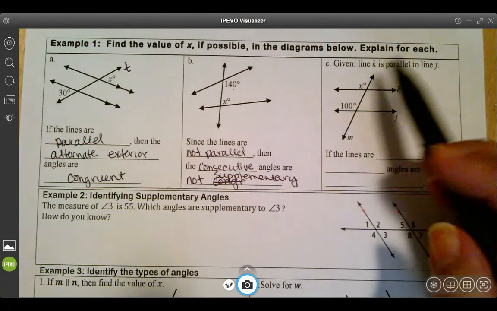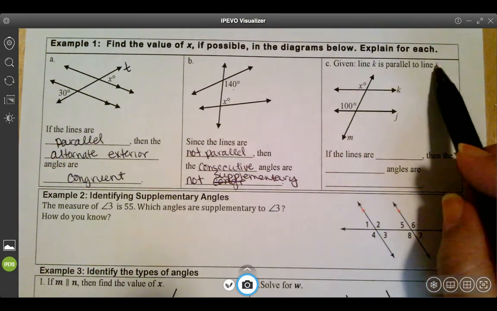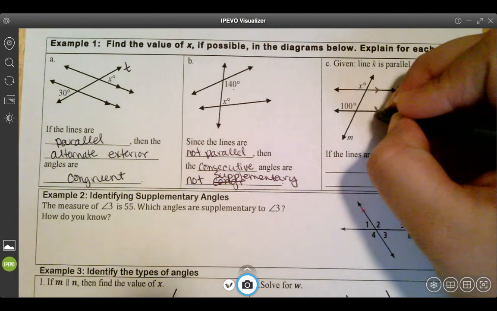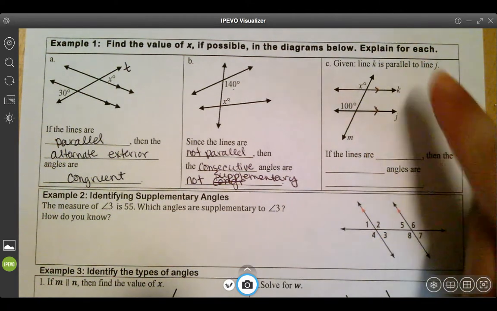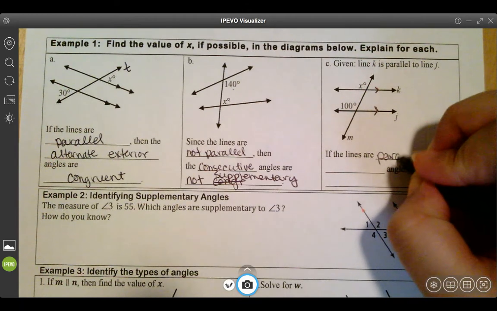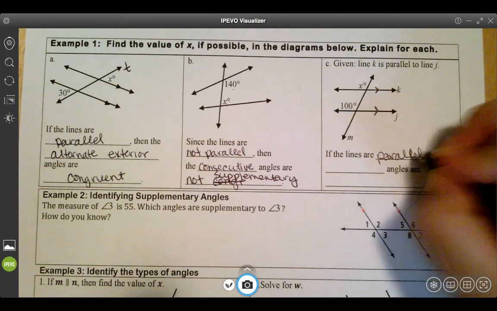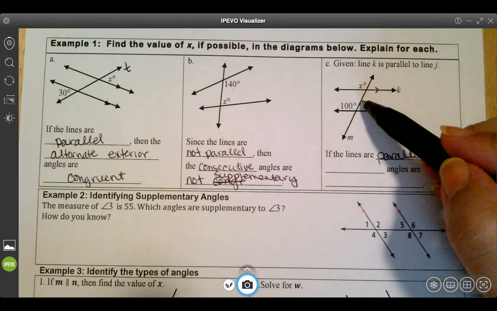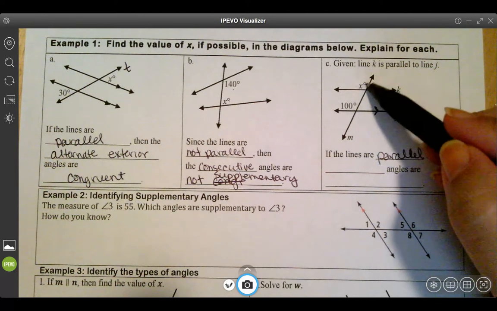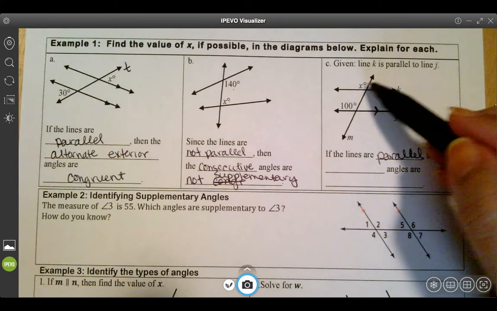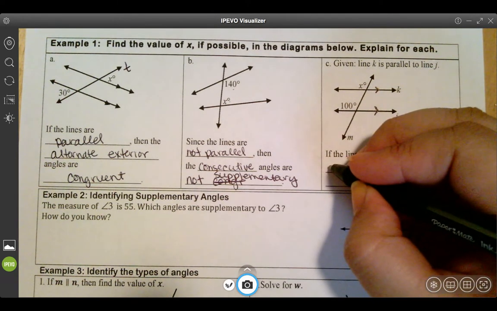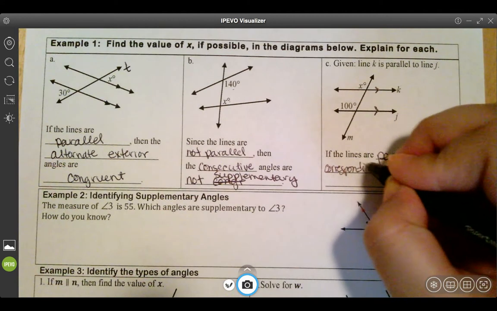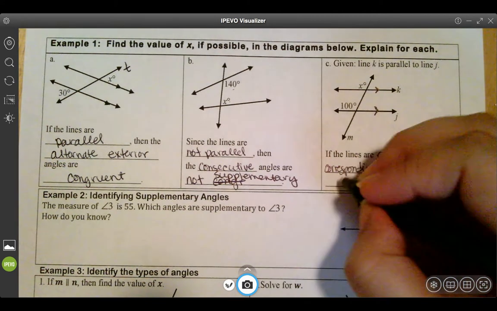Okay, part C, given that line K is parallel to line J, so we know that K is parallel to J, we can go ahead and mark it on our diagram. We were told that they're parallel, so these are parallel. Then what type of angles are these? Well, they're on the same side of the transversal, but they're also both on the same side of their own parallel line. So this is up and to the left, so they are corresponding. The corresponding angles are congruent.